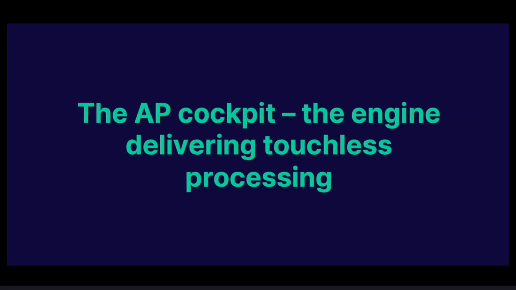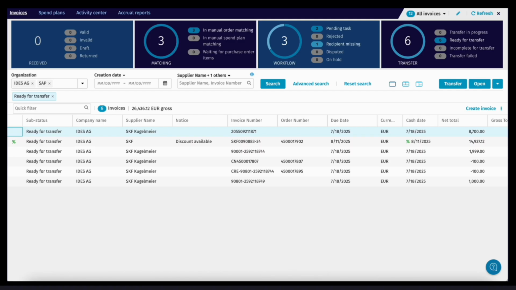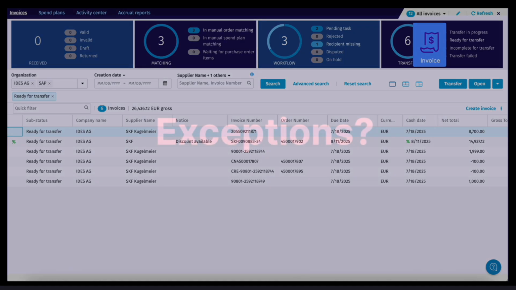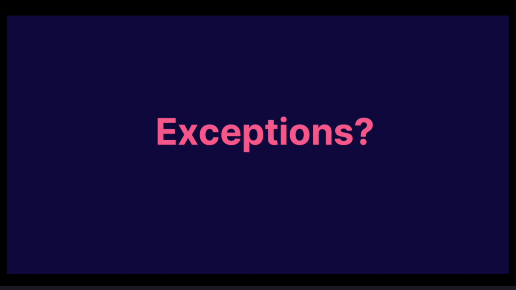Now let's take a look under the hood at the AP cockpit, the engine that delivers touchless processing to your teams. Here, back in the Bassware system, your team will easily be able to see as invoices start from received, go through the matching and workflows, and into the transfer or ready-to-pay state in SAP. And while Bassware has the best straight-through processing rates in the industry, what do we do with exceptions?